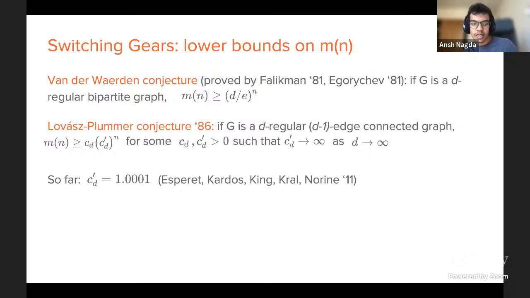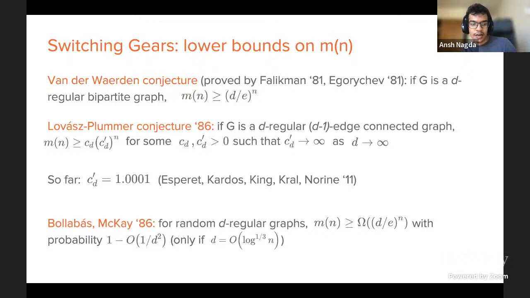And the best bound we know is to show that these kinds of graphs have a number of perfect matchings that is at least 1.001^n. Ideally, we would like to show something similar, like (D/e)^n, as was the case in the van der Waerden conjecture. Actually, we also know some lower bounds for random regular graphs. There's a result of Bollobás and McKay, which shows that with high probability with respect to the degree, the number of perfect matchings in random regular non-bipartite graphs is approximately (D/e)^n.